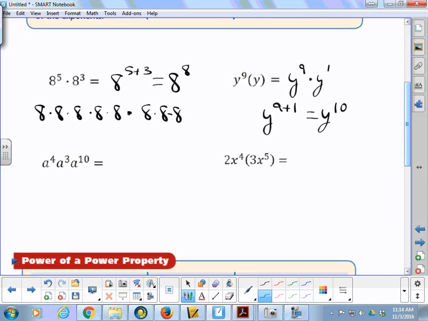And here we have a to the 4th, a to the 3rd, a to the 10th, right? You probably already have this one answered. 4 plus 3 is 7, and 7 plus 10 is 17. So that would be a to the 17th power.